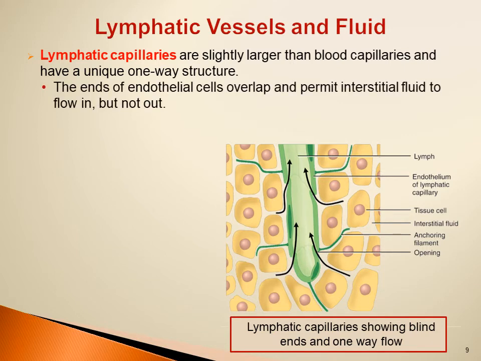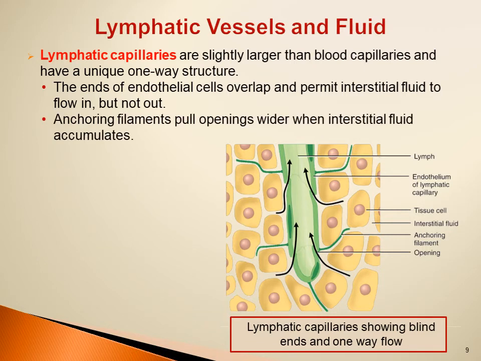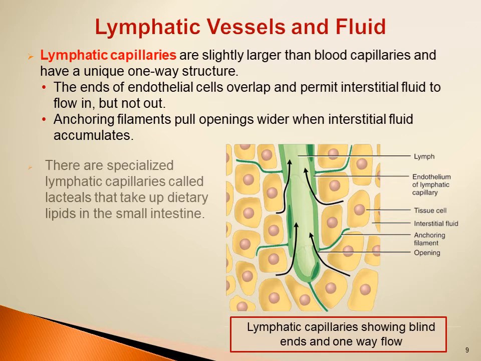So the ends of endothelial cells overlap and permit interstitial fluid to flow in but not out. So the flow of lymph is from the interstitium to the lumen of the capillary, but not in the opposite direction. Then anchoring filaments pull openings wider when the interstitial fluid accumulates or the interstitium is congested with fluids.